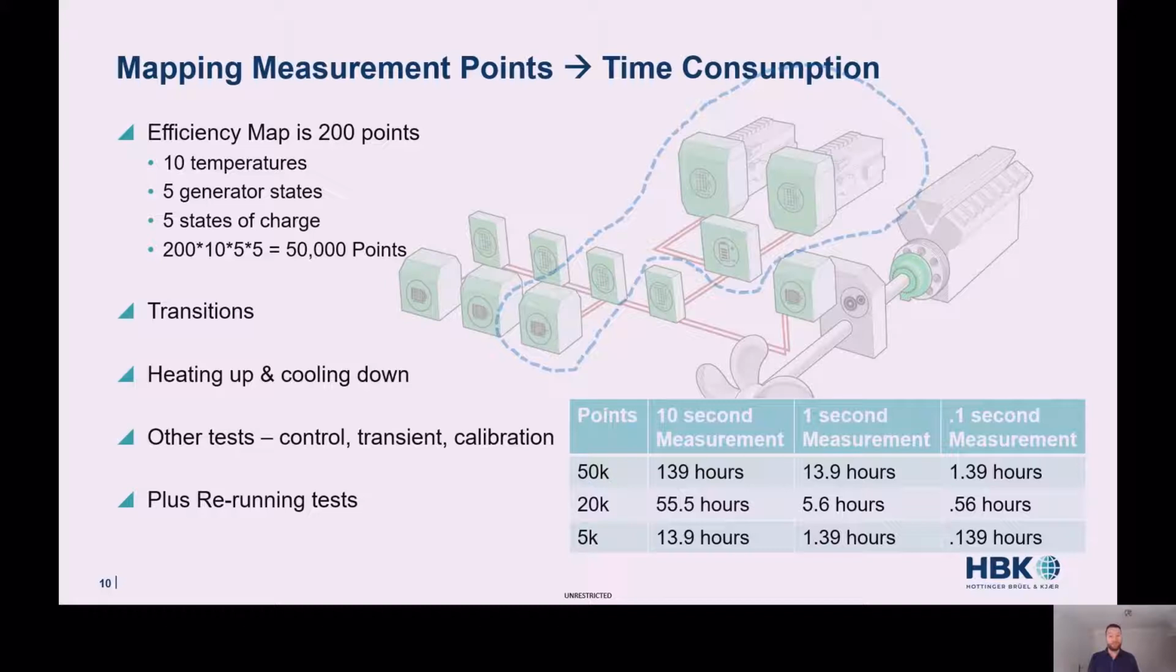Bringing down this test time would be beneficial, as we can see in the table to the right, and how we can do this we will discuss later. In this case, we also need to note we are not even considering the time needed for the transition of the machine from one set point to the next. We are not accounting for heating up and cooling down of the machine, as we need to keep the temperature stable during testing, and loading the machine will cause it to heat up. And we are also not considering other parallel analysis requirements and rerunning of tests in case of error at this point.